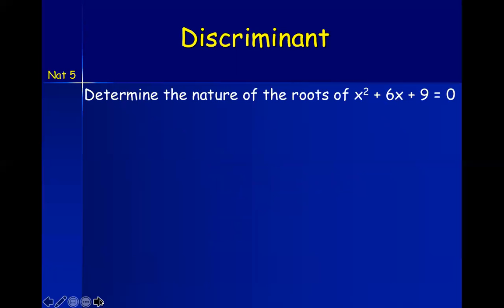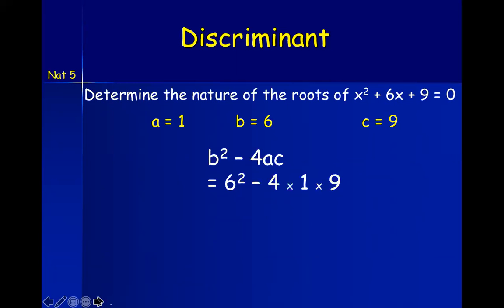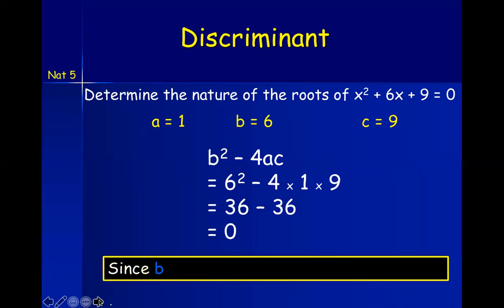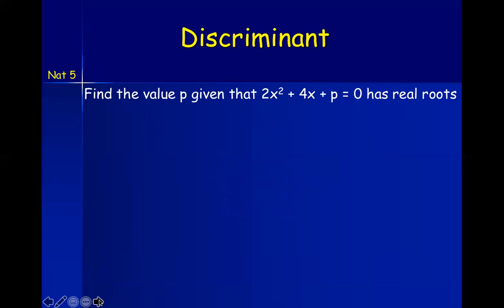So I've got x squared plus 6x plus 9. 1, 6, and 9. So I expect this one to be 0 somehow, because 6 squared is 36. Take away 36. B squared minus 4ac is 0. Then you say, because my discriminant is 0, I've got 2 equal real roots for this quadratic.